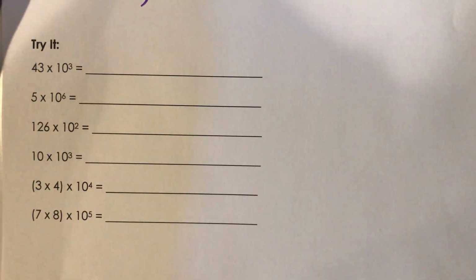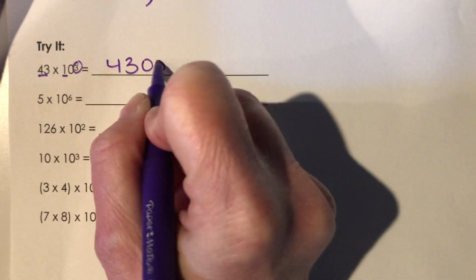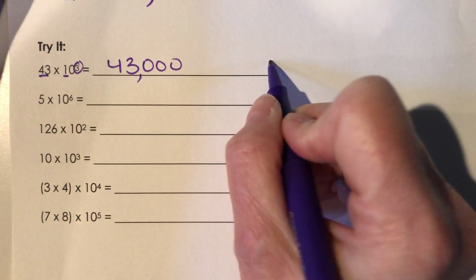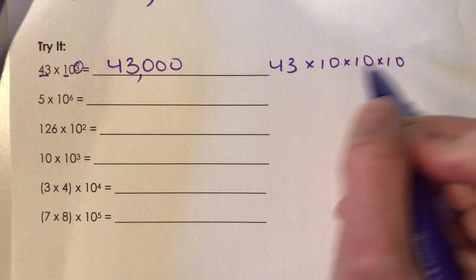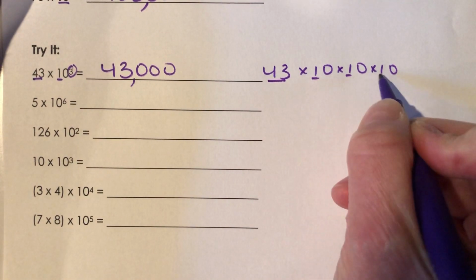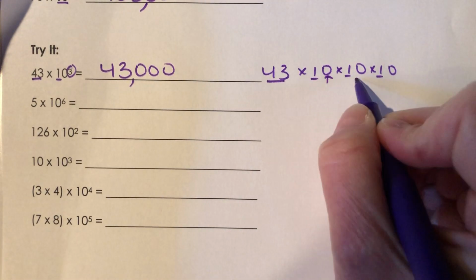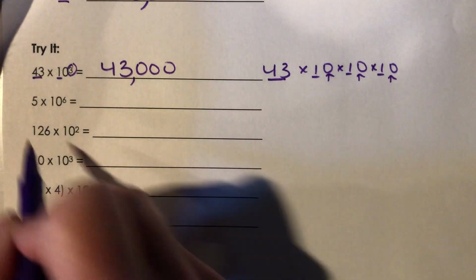Okay, so 43 times 10 to the third power. I notice this is a base 10. So I'm going to do 43 times 1, which is 43. And this 3 right here tells me I would have 1, 2, 3 zeros. And again, the reason this works is because this is like saying 43 times 10 3 times. That would mean I do 43 times 1 times 1 times 1, which doesn't change the 43. And how many zeros did we ignore? 3, which is the same as that exponent.